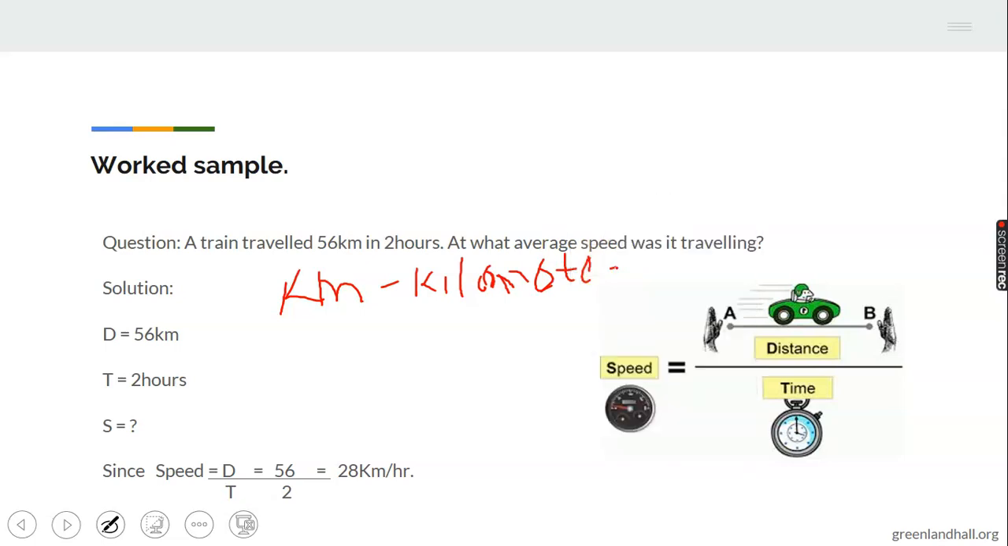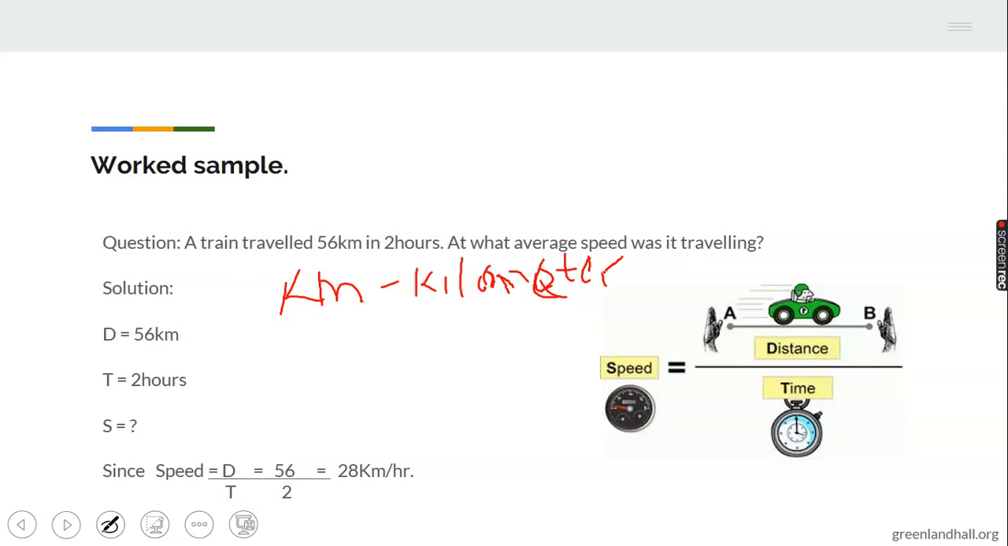Sorry for the way I'm writing. I hope you know what I'm trying to write there. It says kilometer. When you say km, it stands for kilometer. So now you say km/hr, that's kilometer per hour. Now, we have the question here. It says, a train traveled 56 kilometers in 2 hours. At what average speed was it traveling?